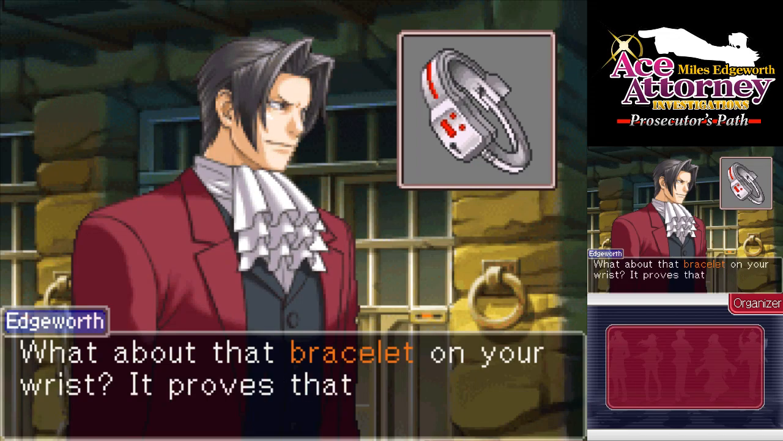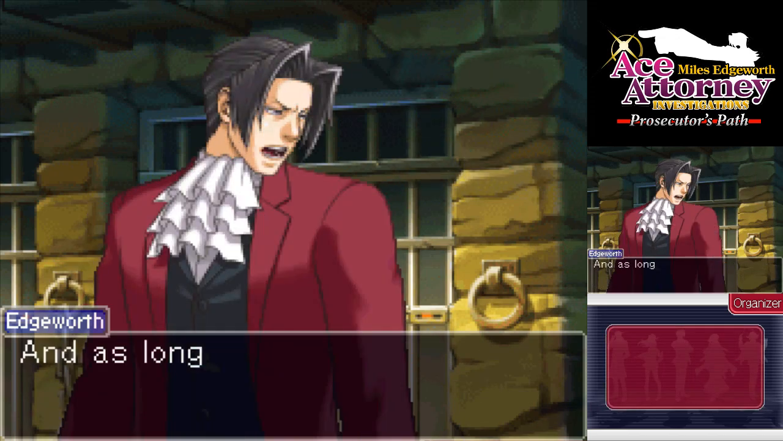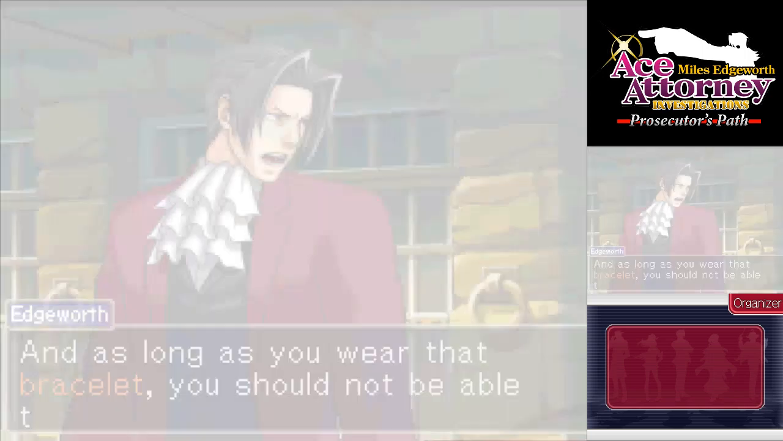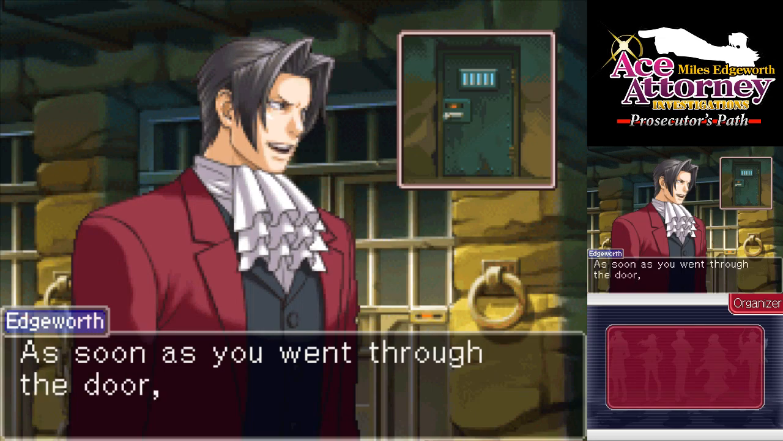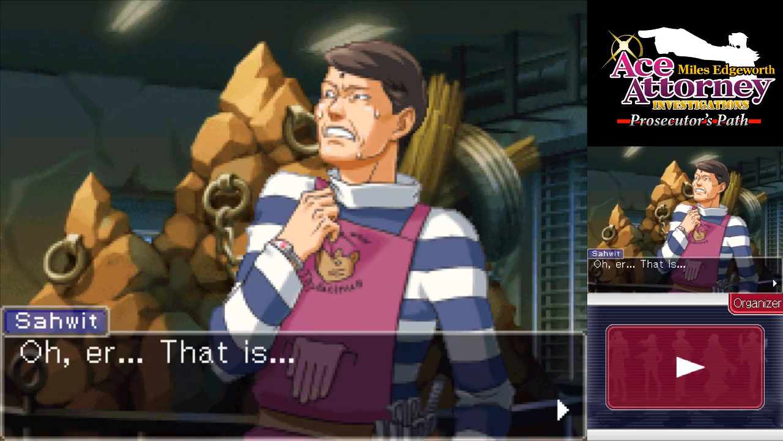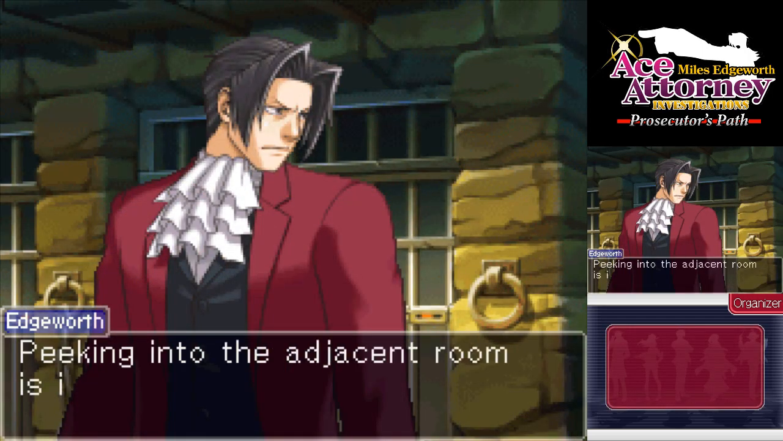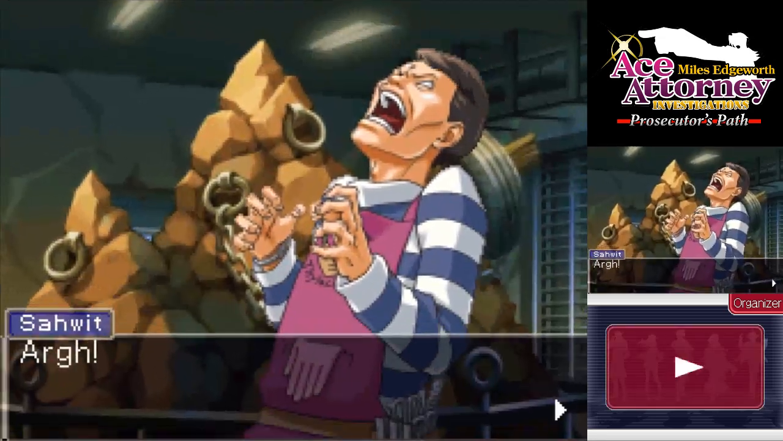What about that bracelet on your wrist? It proves that you are unmistakably a prisoner. And as long as you wear that bracelet, you should not be able to move around as you please. As soon as you went through the door, the sensor would have sounded the alarm. Oh, that is... Peeking into the adjacent room is impossible when you couldn't even leave the one you were in. Ha!